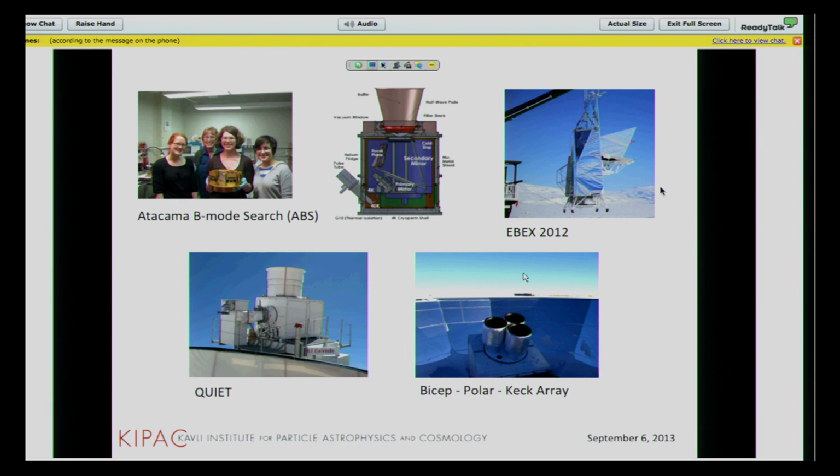So I don't just plug SPIDER. These are the other experiments for which I have good photos. There's the Atacama B-mode Search, which is in Chile right now, observing. QUIET, which has finished its observations and published last year, holds the current limits, along with BICEP, for the direct measures of the B-mode power. EBEX flew last year, and then there's BICEP, BICEP3 or Polar, and the Keck Array, currently observing down at the South Pole.